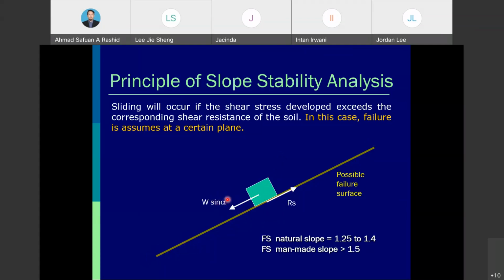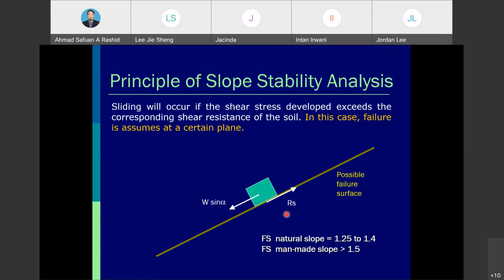In this case, it is considered as alpha, where alpha is the angle of the slope. So the W sine alpha is the driving force, while RS is the resistance force. For example, if RS is greater than W sine alpha, then definitely the factor of safety is greater than 1. If W sine alpha is equal to RS, then the factor of safety is equal to 1. So to ensure that the slope is in a stable condition, the ratio between RS and W sine alpha should be greater than 1.25 to 1.4 for natural slope and 1.5 for man-made slope.